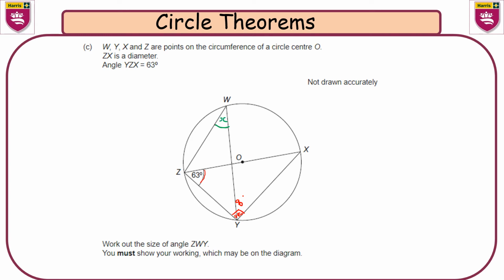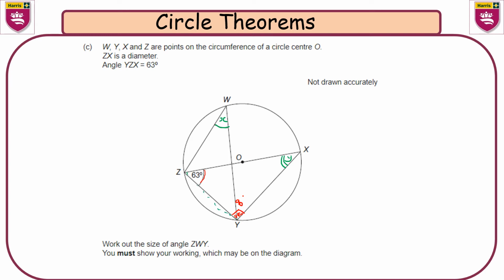So it's quite useful for me now that I wrote this 90 degrees here, because I can clearly see that this X is the same angle as ZXY, which is this bit here, which I can call Y, because they are angles in the same segment with a common chord.